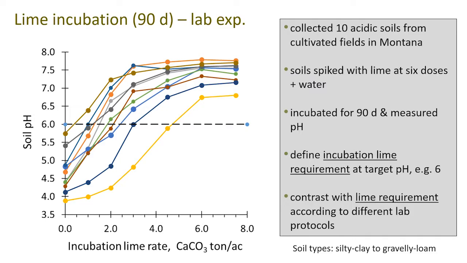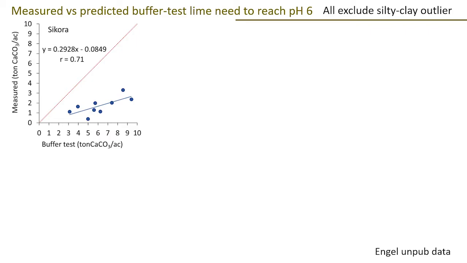We have incubation lime rates on the x-axis, soil pH on the y-axis for our 10 different soils. You can see that there's a large range in how much lime was required for these different soils, largely dependent on what the initial pH was, meaning this soil that had a fairly high pH, 5.8, only required maybe half a ton per acre of lime. This low pH soil, 3.8, required somewhere around maybe 4 tons per acre of lime. So a very large difference in lime requirements. So which of these buffer tests did the best?